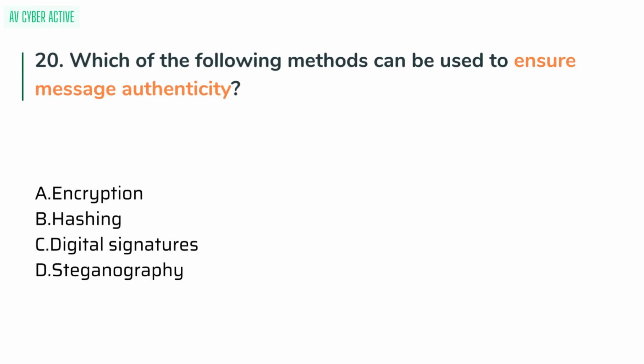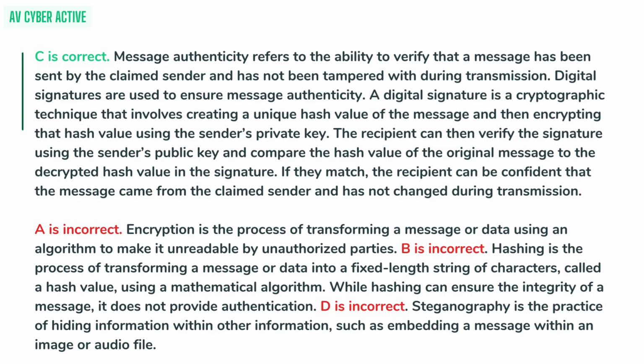20. Which of the following methods can be used to ensure message authenticity? A. Encryption. B. Hashing. C. Digital signatures. D. Steganography. C is correct. Message authenticity refers to the ability to verify that a message has been sent by the claimed sender and has not been tampered with during transmission. Digital signatures are used to ensure message authenticity.